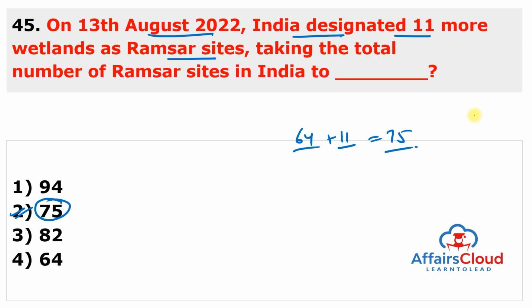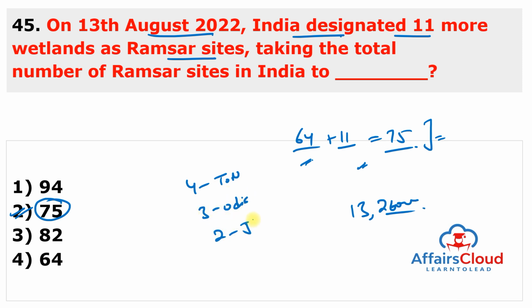India has designated 11 more wetlands under the Ramsar Convention or the Convention on the Wetlands, taking the total number of Ramsar sites in India to 75 from 64, with an area of almost 13,26,000 hectare. And the 11 new sites include 4 sites in Tamil Nadu, 3 sites in Odisha, 2 sites in Jammu and Kashmir, 1 site in Madhya Pradesh, and 1 site in Maharashtra.